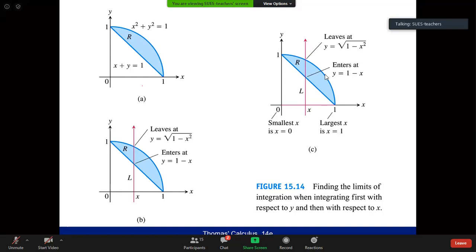And now our final exam is going to extend this to the limits of integration. We're integrating first with respect to y and then with respect to x.